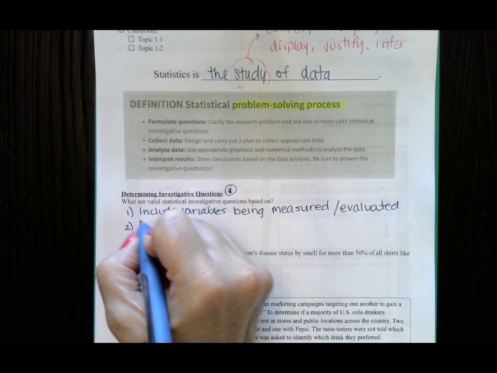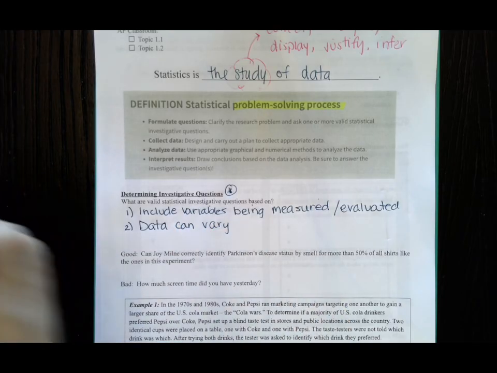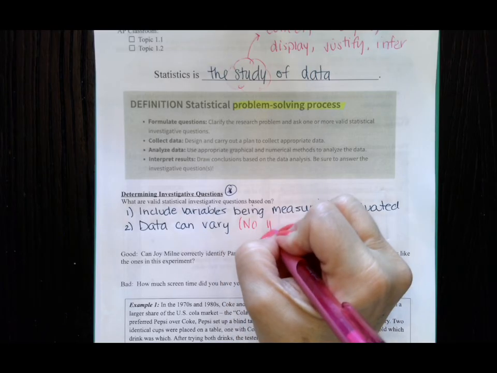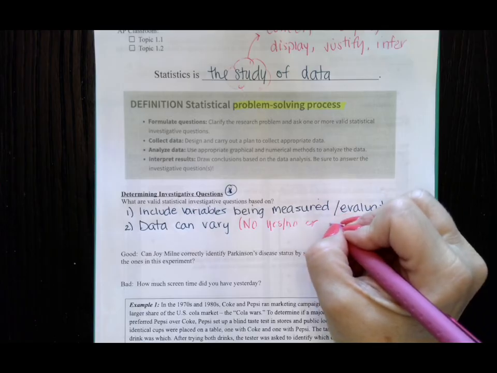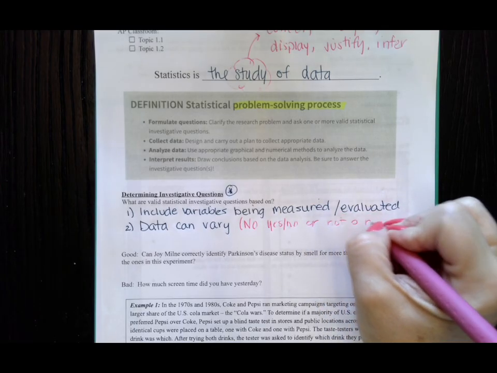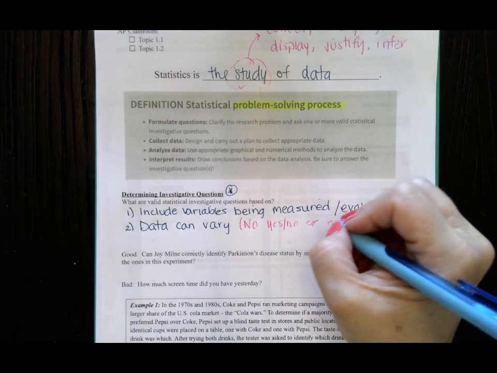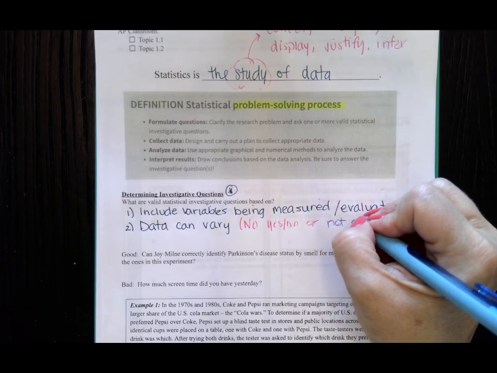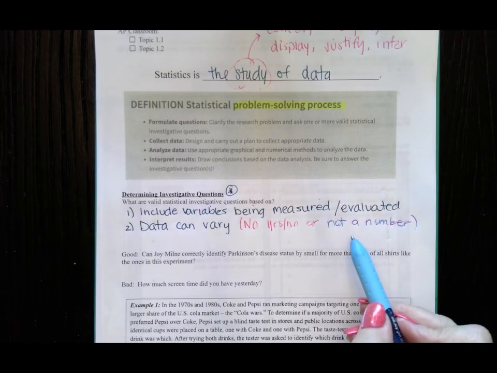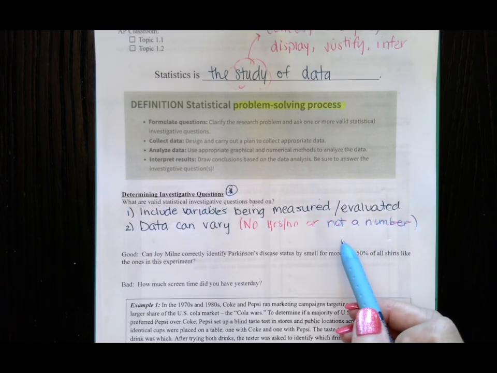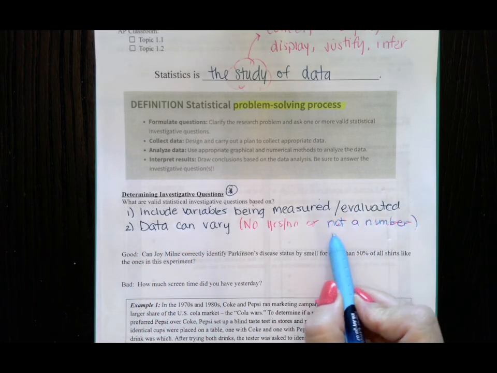All right. So the second thing that your question has to have is that we have to make sure that the data can vary. Now, here's why this is important. This means no yes or no questions, or not a number. So, for example, if I asked you, how many hours did you study last night? That's going to be just an hour. Now, if I asked you, how many hours did you study every night over the past week? Well, that data is going to vary. So it's not a single number, but it's something that's going to vary over time.